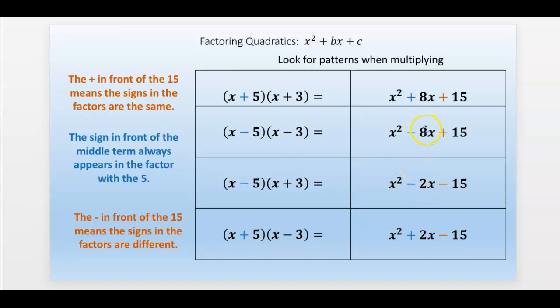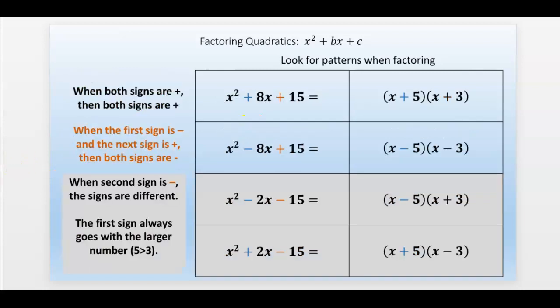Just like up top here, where did the 8 come from? 5 plus 3 equals 8. So when the signs are the same, you add them up and get 8. When the signs are different, you subtract them and get 2. And remember, the sign in front of the middle term, plus 2 or minus 2, goes with the 5. Minus 5, plus 5. And that's true up here too.